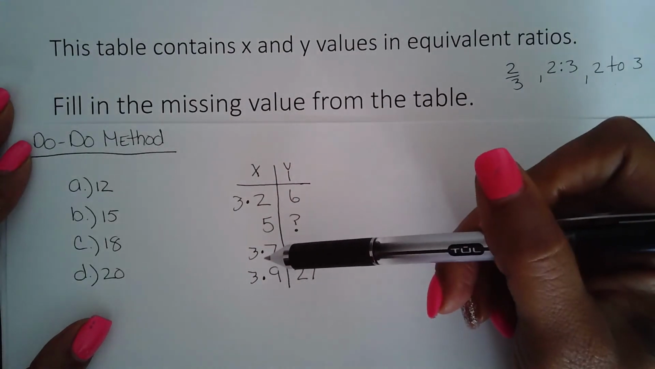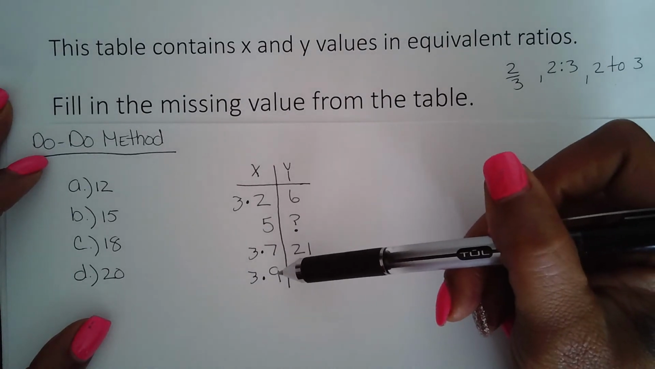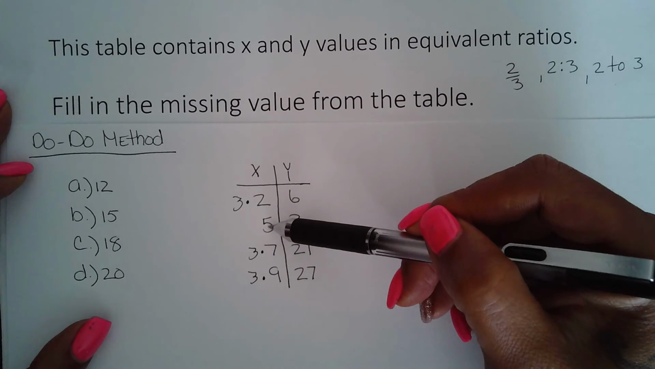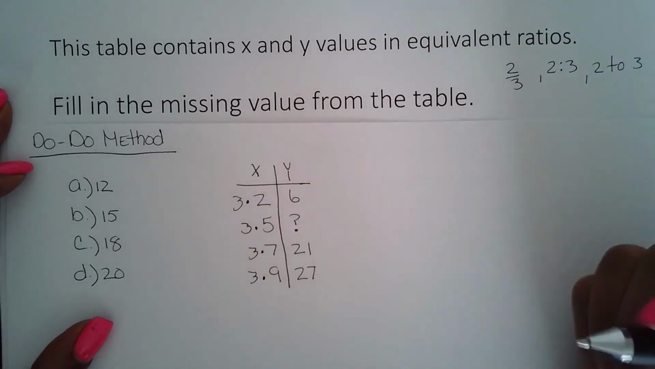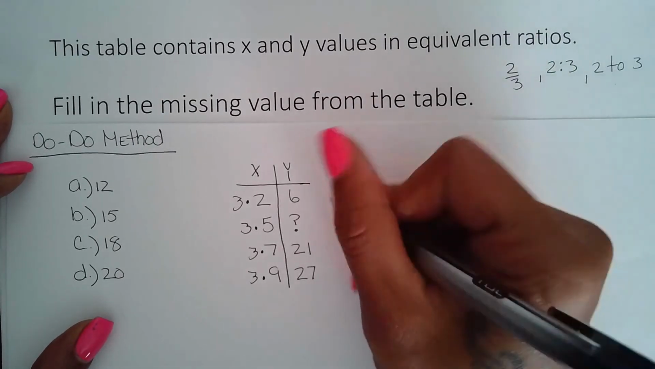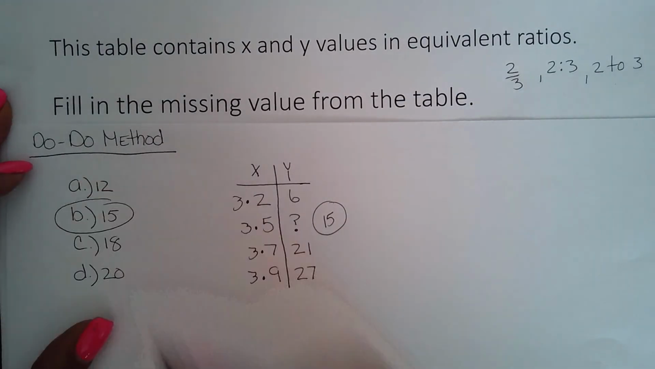So the process is, what you do to one ratio, you have to do to the other, which is why they call it the do-do method. So we need to take 5 and multiply it by 3 in order to figure out that missing y value. So 3 times 5 obviously is 15, which makes B my final answer.